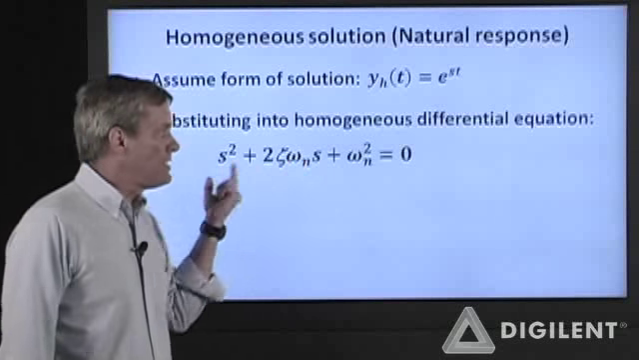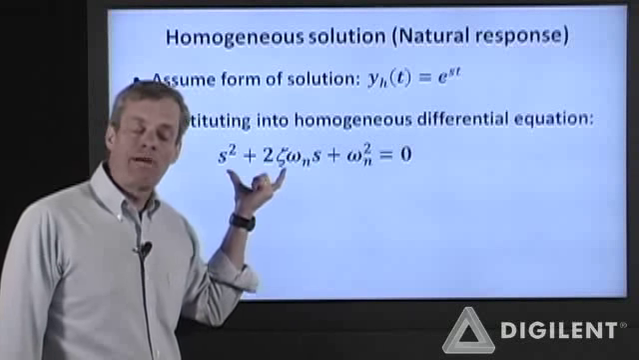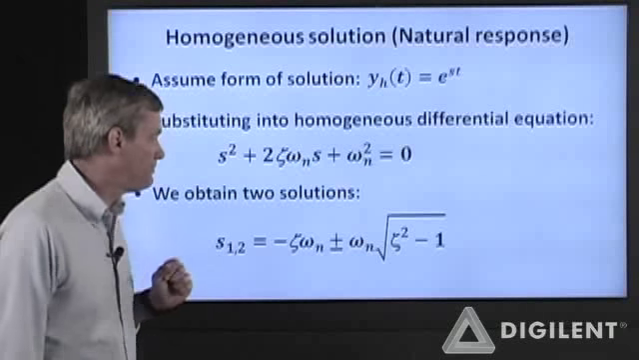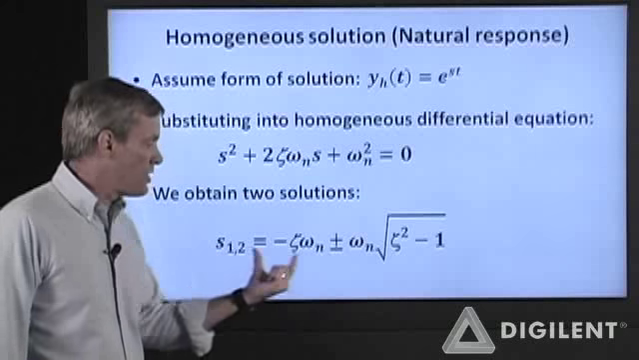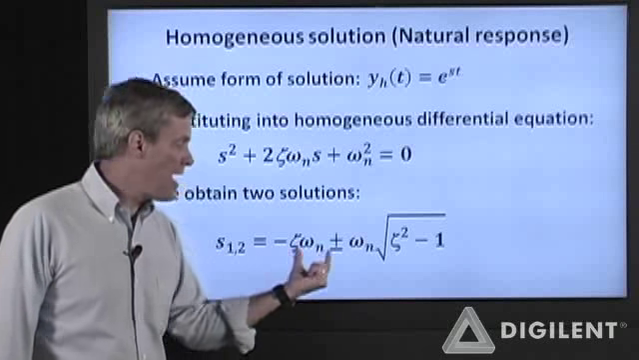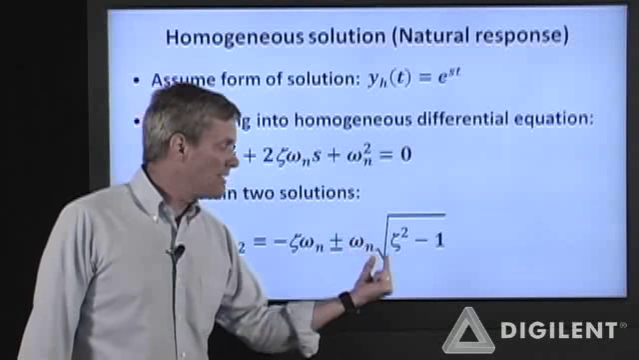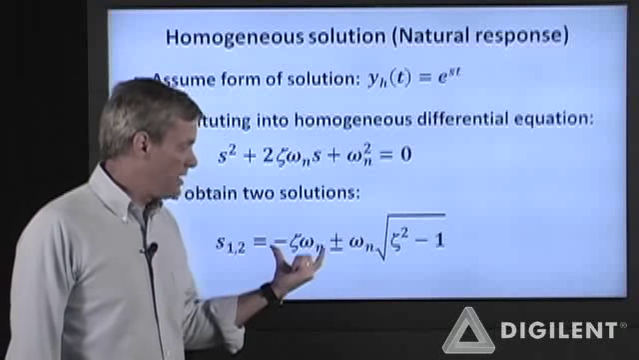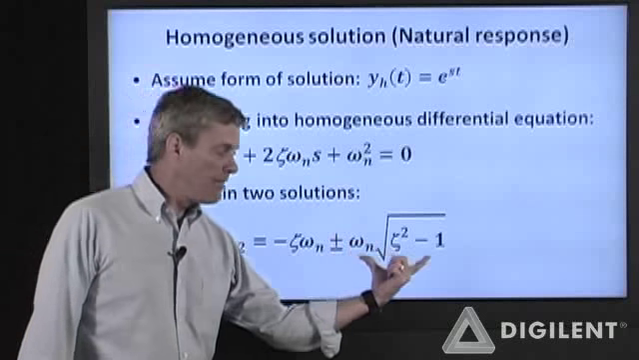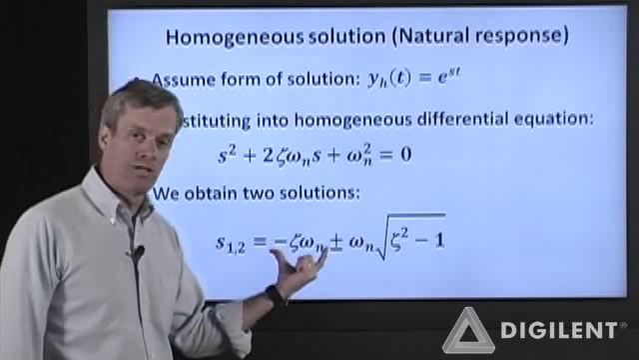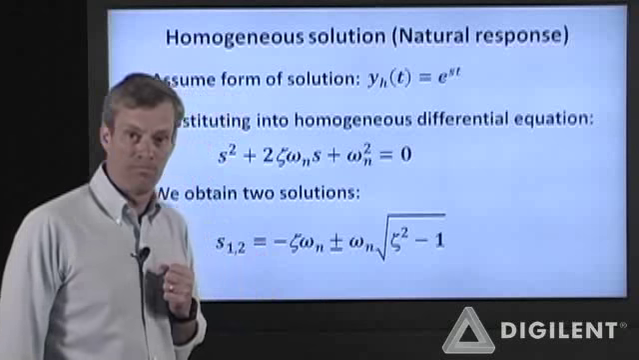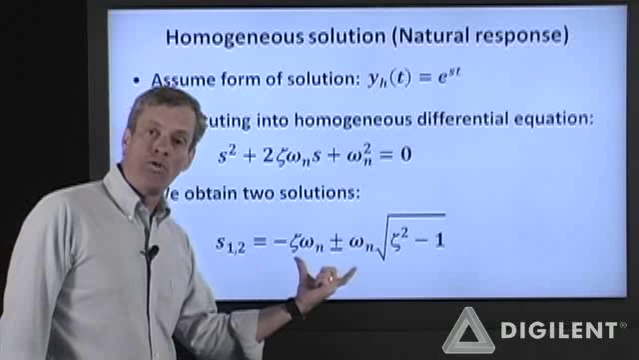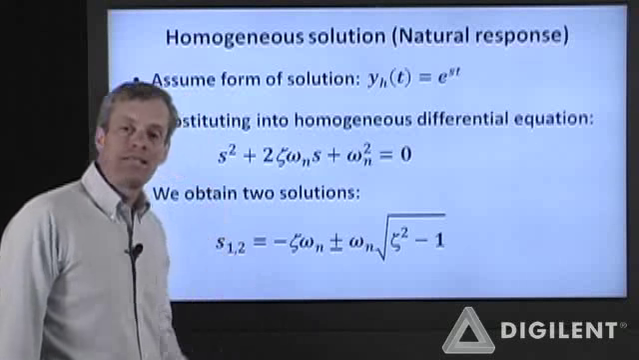We can solve this equation for s. It's a quadratic equation. s has two possible values that will satisfy this equation. So the two values are negative zeta omega n plus or minus omega n times the square root of zeta squared minus 1. So the first solution is negative zeta omega n plus this term. The other solution is negative zeta omega n minus this term. Now, our overall solution has to reflect both possibilities. I'll get into that in the next slide.